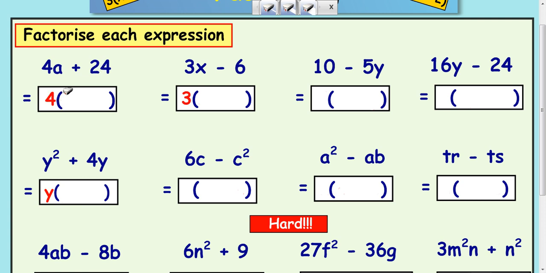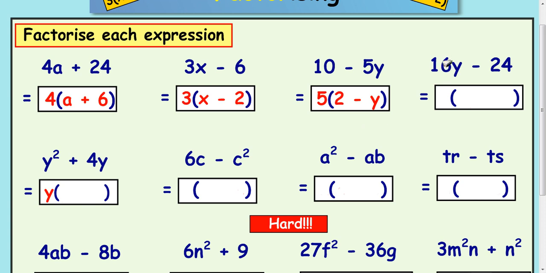We think 4 times what makes the 4a? So it's going to be an a. We need a plus. And 4 times what makes 24? That's got to be 6. Next one, 3 times what makes 3x? It needs to be x, and it's a takeaway. 3 times what makes 6? 2. Highest common factor of 10 and 5 is 5. 5 times what makes 10? That's 2. Need a takeaway. 5 times what makes 5y? We need a y.